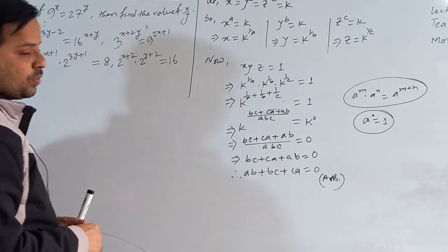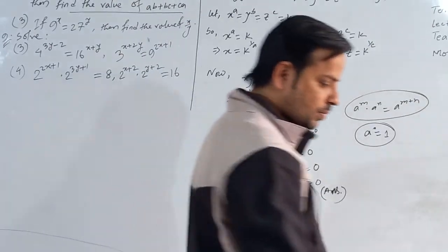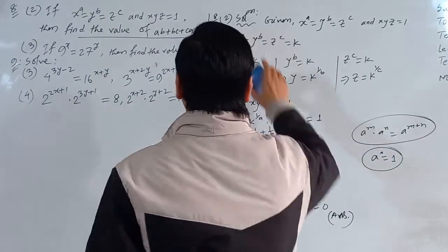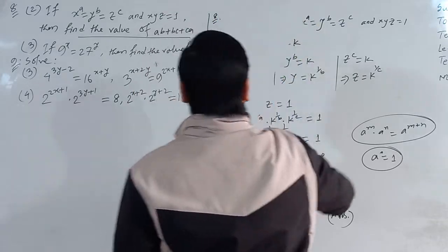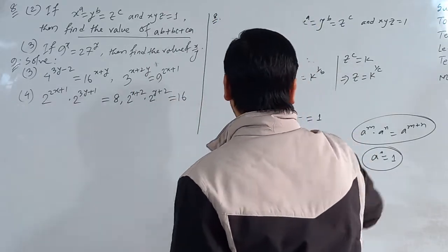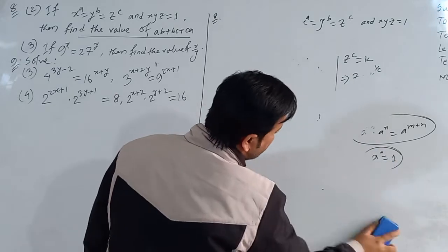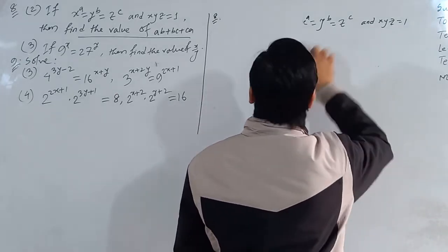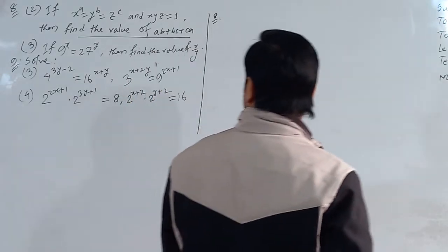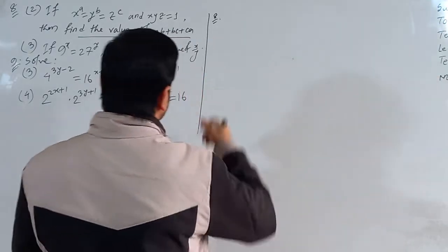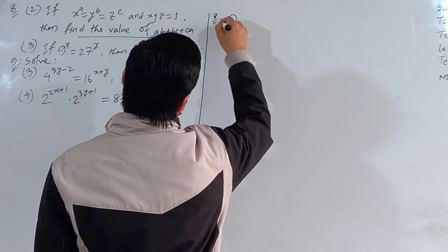Now we have to solve question 3 of 8. To solve question 3, we can write here the given information. What is the given information here? 9 to the power x is equal to 27 to the power y. 9 to the power x, here we can write 3, solution.